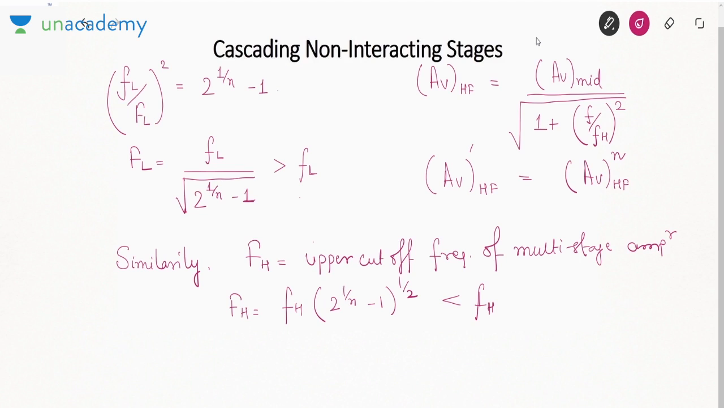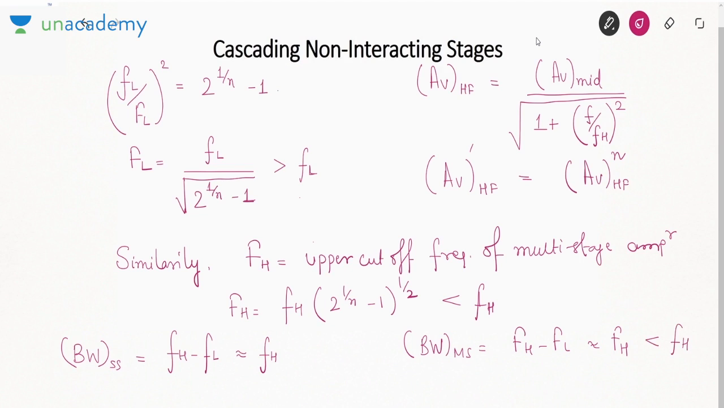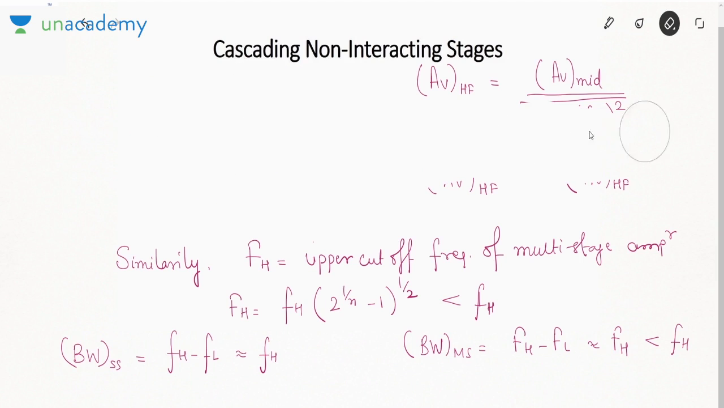Now you can see that earlier the bandwidth of the single stage was small fH minus small fL, which is approximately equal to small fH, and the bandwidth of the multi-stage is capital FH minus capital FL, which is approximately capital FH, and it is less than small fH. So we can say by the use of multiple stages, the effective bandwidth is reducing. Okay, and this I can also show in terms of frequency response. How will I show this?